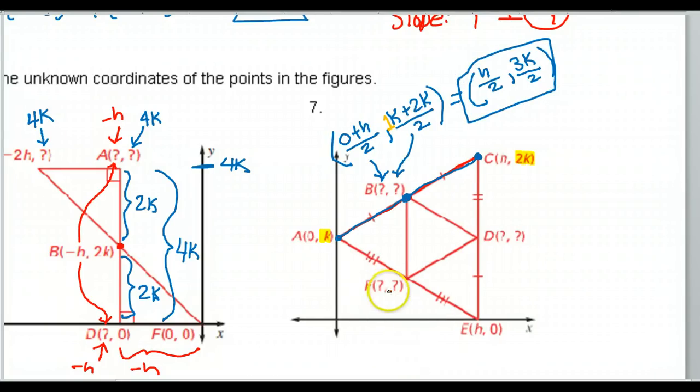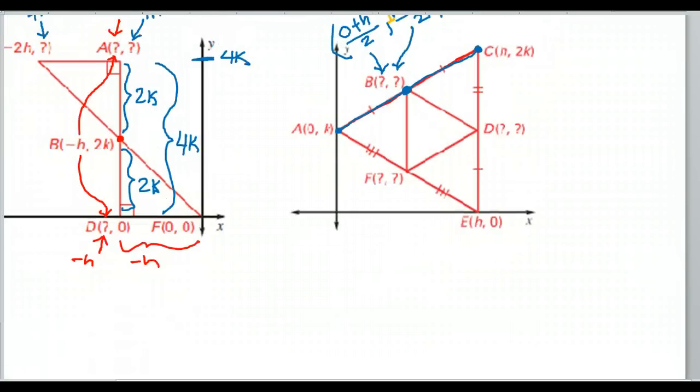Alright, now doing point F is going to be the same thing. So let's find the coordinates of point F. Let's do the x value first. Again, this is a midpoint, but this is the segment that I'm dealing with. I'll try green this time. Point F is the midpoint of this green segment.